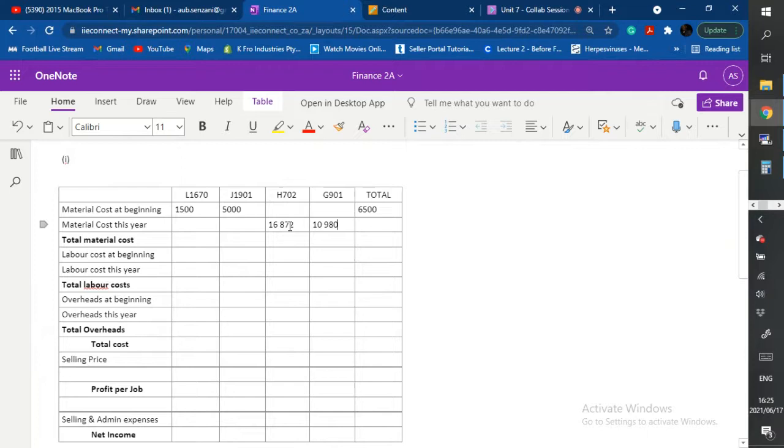Here, what do they want us to calculate? Calculate the cost of jobs completed, okay? So that's why we don't have B. Okay, so I'm going to leave out totals for now, just in the interest of time. So total cost here, we're going to have 1,500. Okay, here 5,000. Here, obviously 16,872. And here we're going to have 10,980. Okay, add those up. Actually, I might as well just do it now.